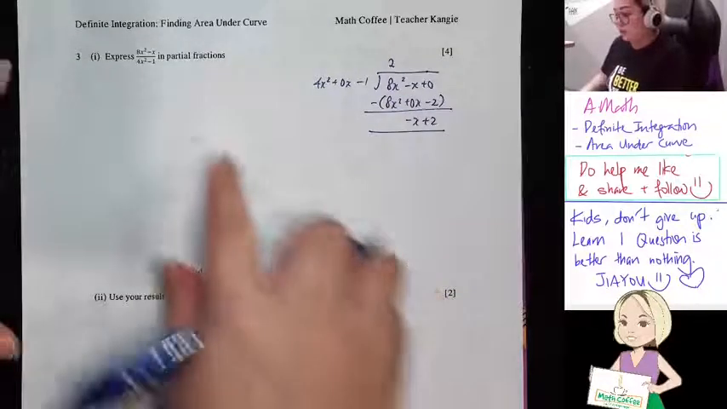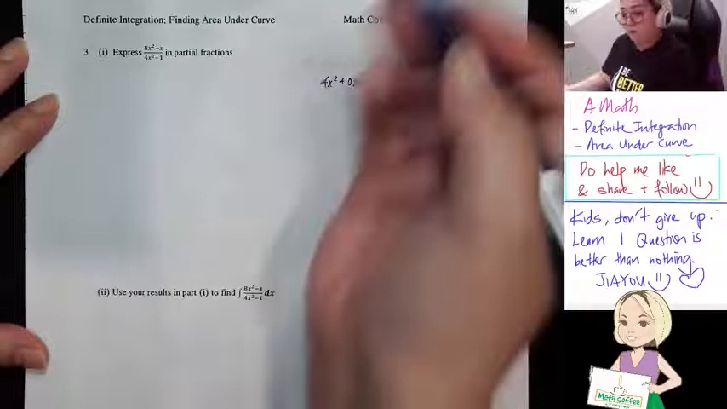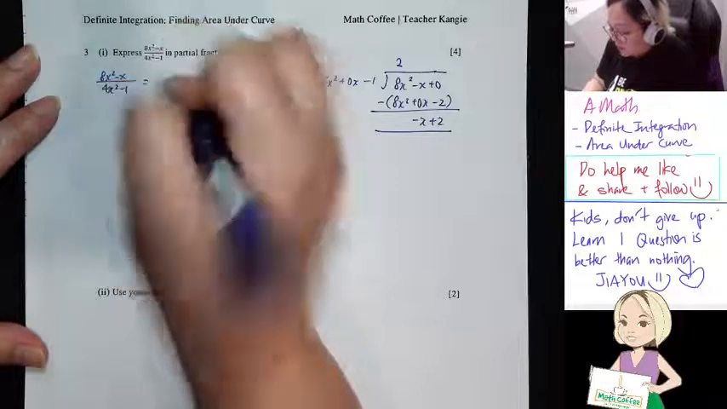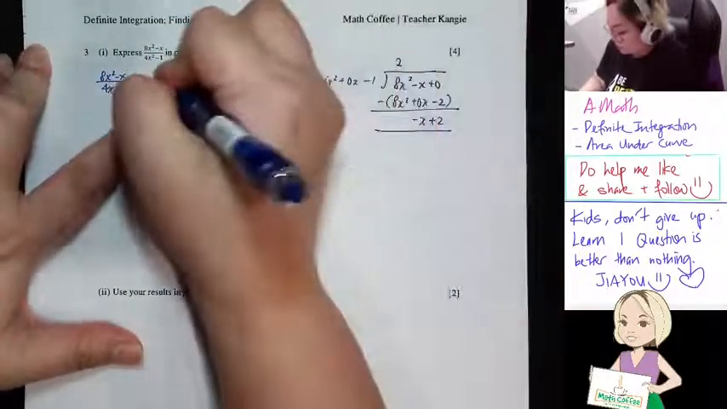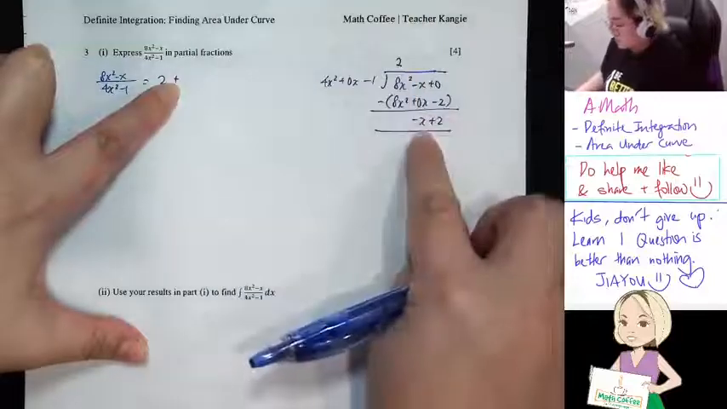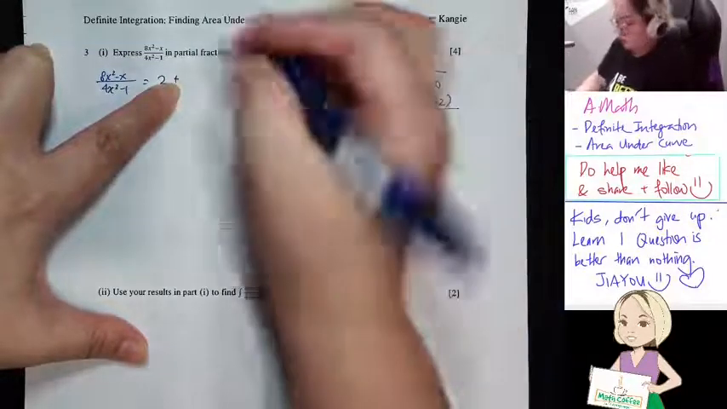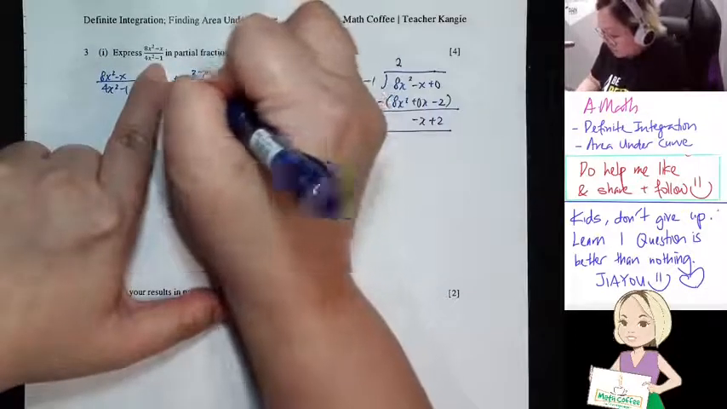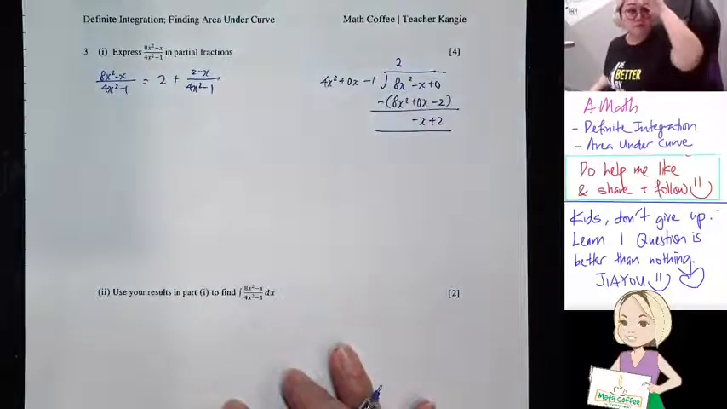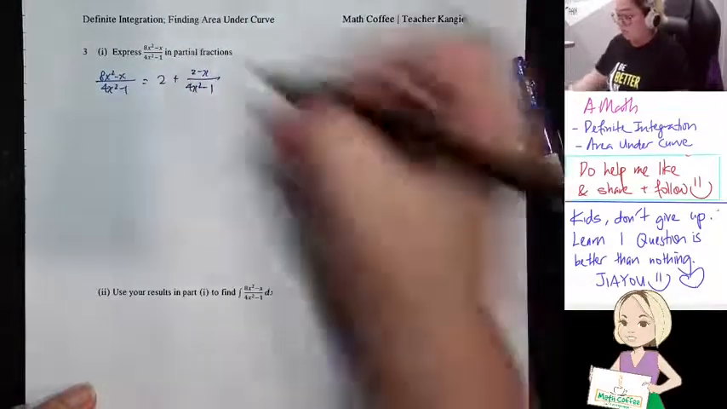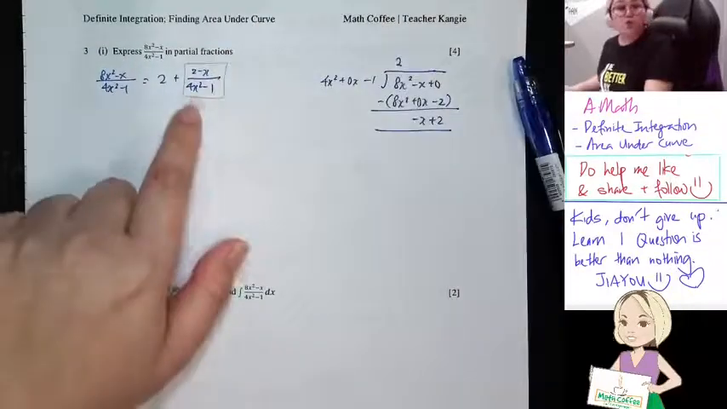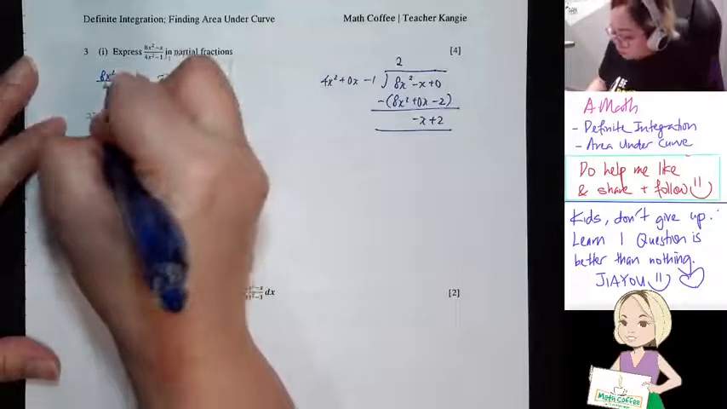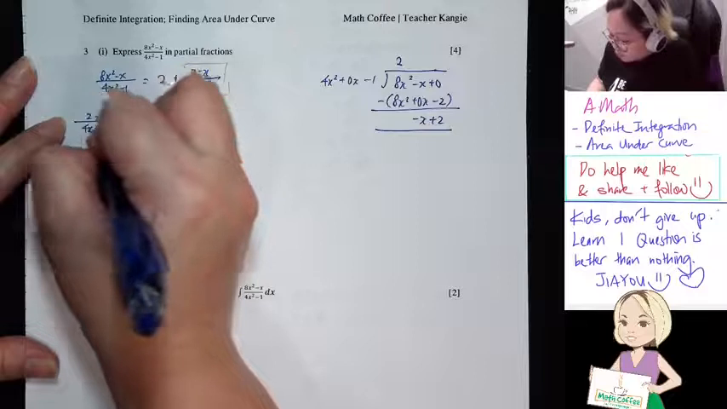Okay, so now we are ready to put it into the mixed form. So that means 8x squared minus x over 4x squared minus 1 equals the quotient 2 plus the remainder. Since it is minus x plus 2, I'm going to switch it to write it as 2 minus x over 4x squared minus 1. So now this part here will be a proper fraction. So you're going to do the partial fraction for this proper fraction. Okay, so we're going to write out here 2 minus x over 4x squared minus 1.